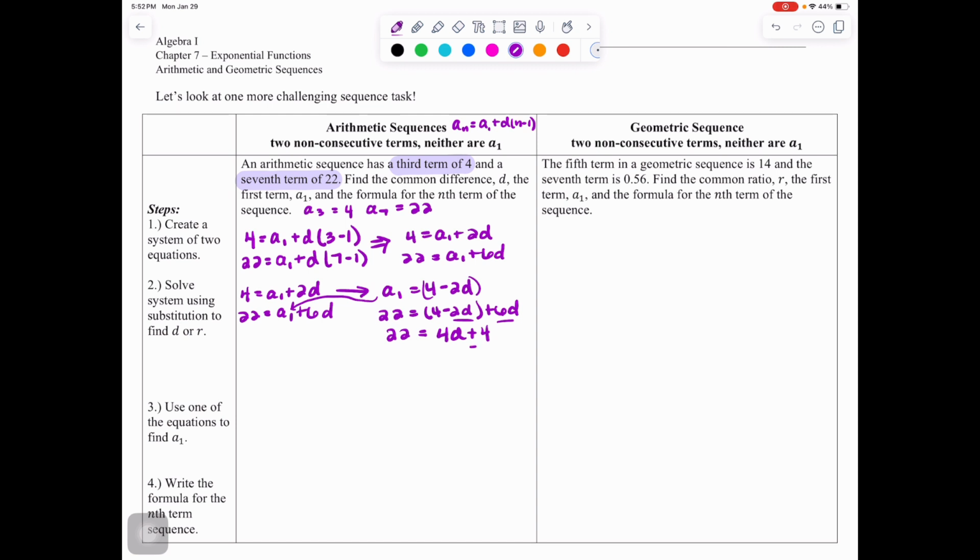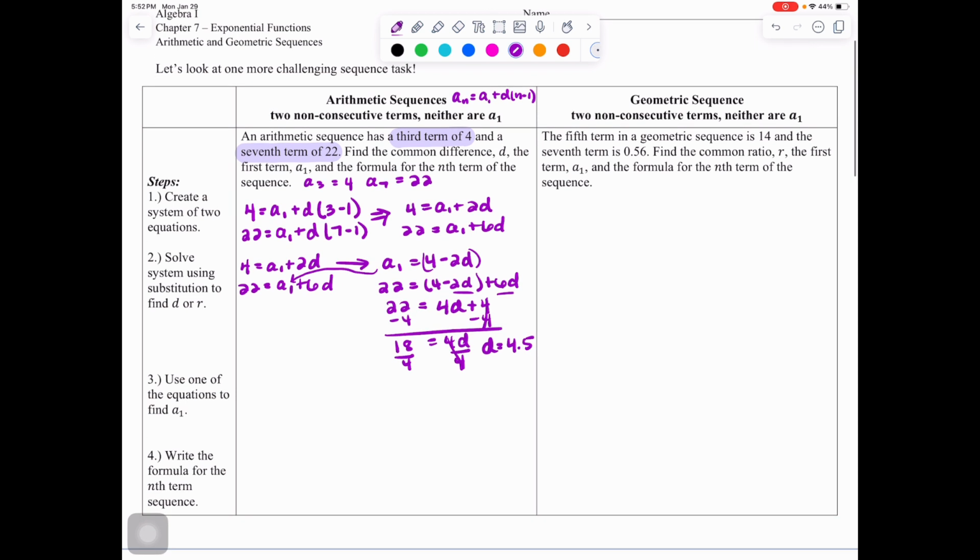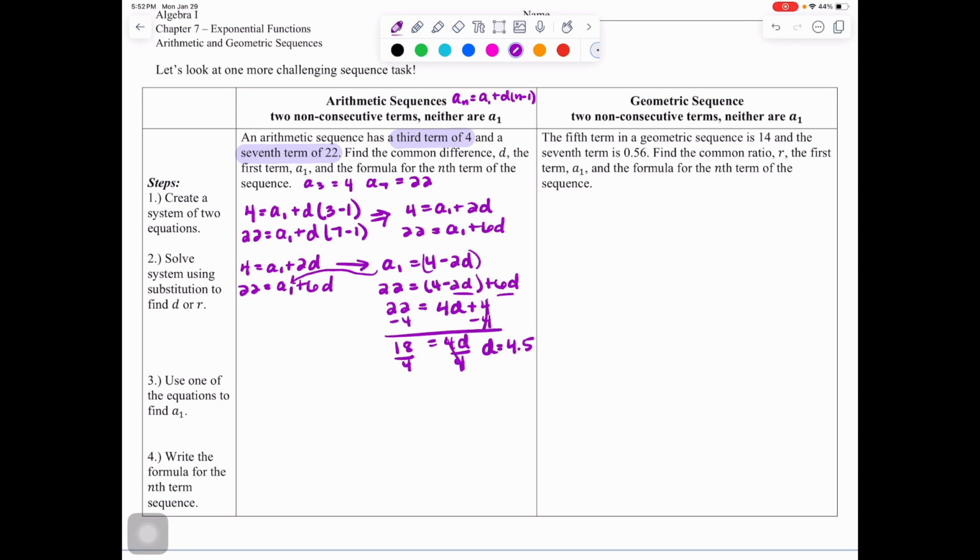I can get d alone by subtracting 4 from both sides. So that would be 18 equals 4d. And then I would divide both sides by 4 to see that d is equal to 4.5, or 9/2 as a fraction. So now I know the common difference. I'm going to use one of my equations to now find the first term. So I'm going to choose the top one. 4 equals a sub 1 plus 2d.